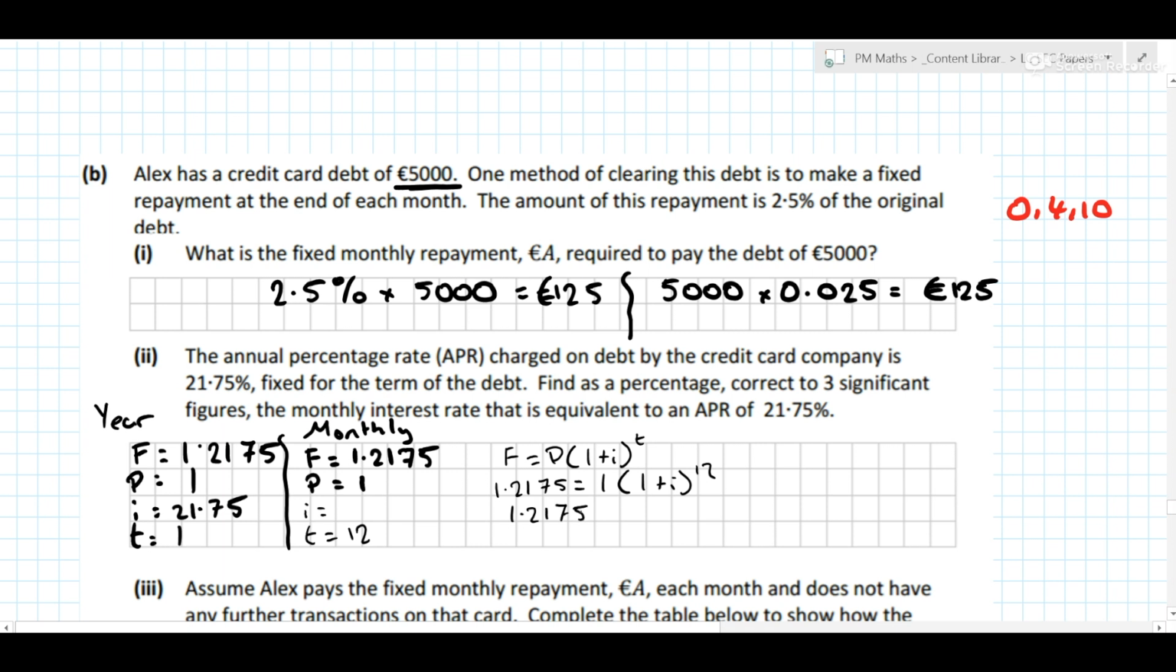1.2175 divided by 1 is still 1.2175, equals (1 plus i) to the power 12. We're going to take the 12th root. So 1.2175 to the power of 1/12 is equal to 1 plus i, and i is equal to the 12th root of 1.2175 minus 1.